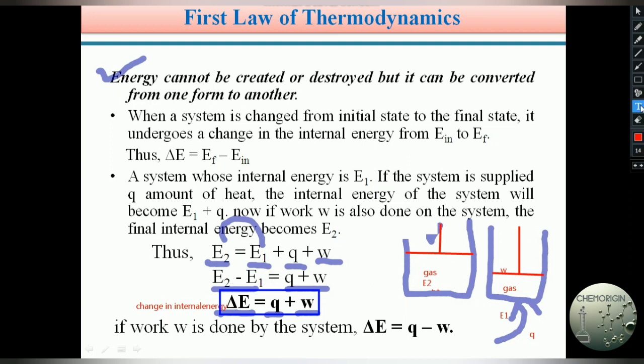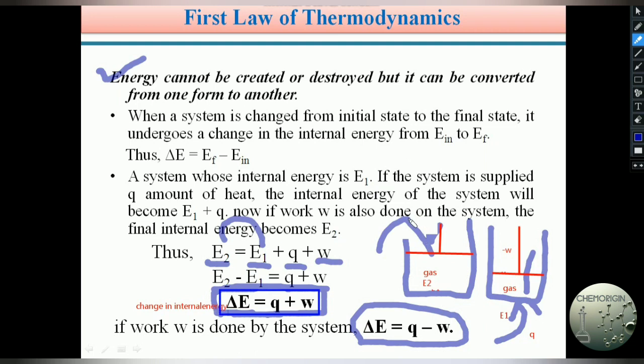But the interesting point is that, students, here work is done by the system. Therefore, how does W change? W becomes minus W, not plus W. Therefore, change in internal energy delta E equals Q minus W in case of work done by the system. If work is done on the system, delta E equals Q plus W.